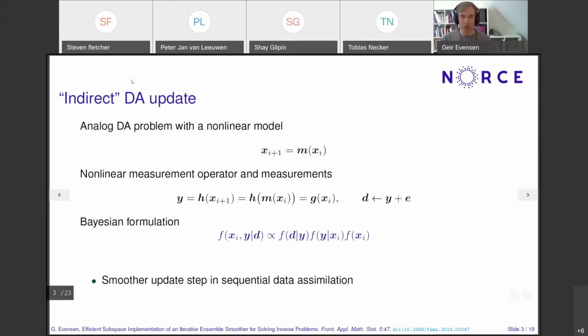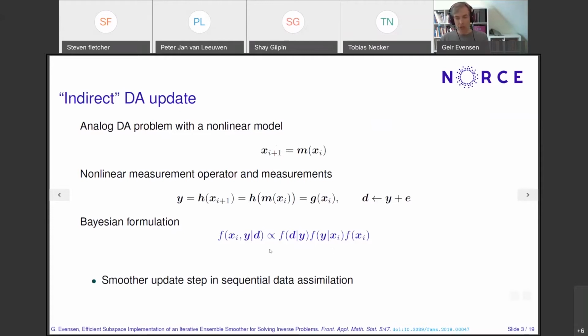There is an analogous problem which I call an indirect data assimilation update. Suppose we have a numerical prediction model. We have a state variable, which could be the ocean state or atmospheric state at a certain time ti. We run a nonlinear model forward in time and make a prediction. And then we have a measurement operator h that measures this prediction, and that generates the predicted measurements. Of course, if the model is perfect, like in this case, there are no model errors, we can insert m of xi here. And this also becomes a nonlinear function of the inputs xi that maps to the predicted measurements.